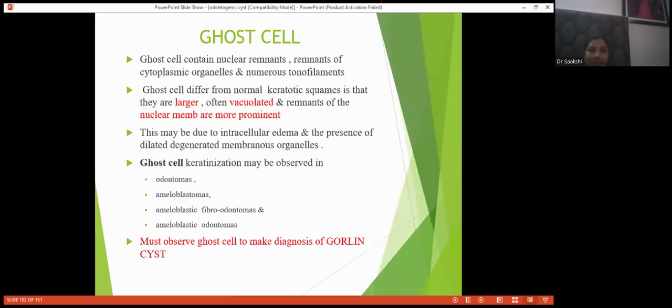Now, ghost cells contain nuclear remnants, cytoplasmic organelles, and numerous tonofilaments. Ghost cells differ from normal keratotic squames in that they are larger, they're often vacuolated, and remnants of the nuclear membrane are more prominent. This may be due to intracellular edema in the presence of dilated, degenerated membranous organelles. Now, ghost cell keratinization may be observed in odontomas, ameloblastic fibro-odontomas, and ameloblastic odontomas. The most observed ghost cells are used to make the diagnosis of Gorlin cyst.